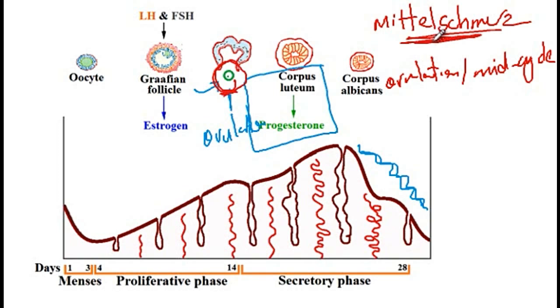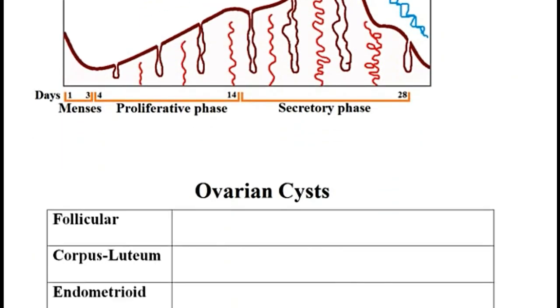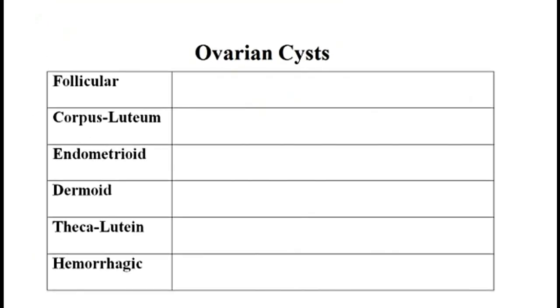So this condition is referred to as Mittelschmerz, or ovulation/mid-cycle pain. Alright, now that I've discussed the physiology of the menstrual cycle, it's easier to go over the different forms of ovarian cyst. So first we have the follicular cyst.